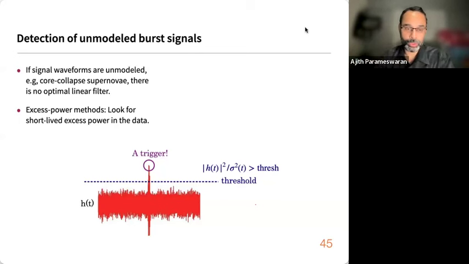So here is a cartoon. We have some data, and suddenly we expect some sort of a burst. So you could use a very simple excess power algorithm. The idea is that you compute the mean variance of the data, and you set a threshold such that it is several times the mean variance. If you see an event in the data which is significantly louder than this threshold, you can claim a detection.